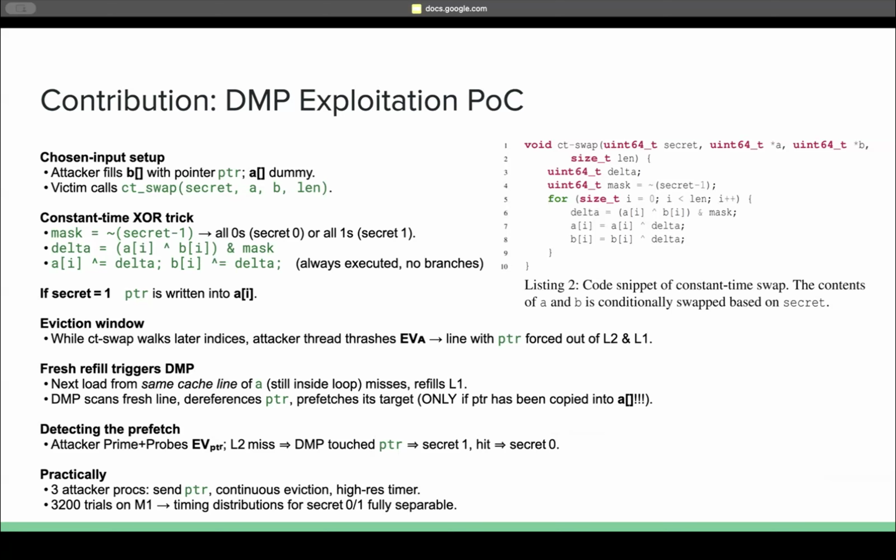So what happens in this function is that basically the contents of the A and B arrays will be swapped if the secret is true. And this is internal to the victim. This is just an example of a situation where this could be exploited.